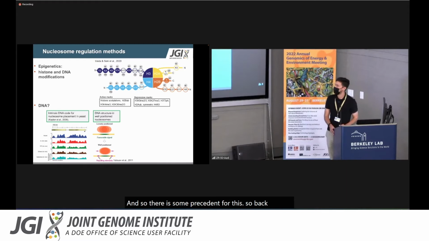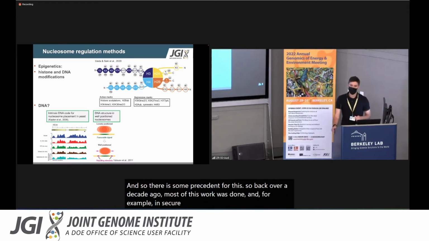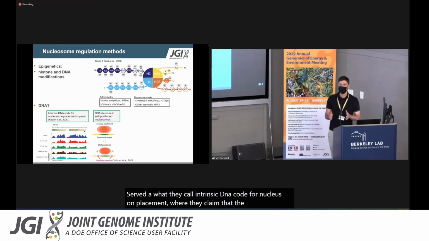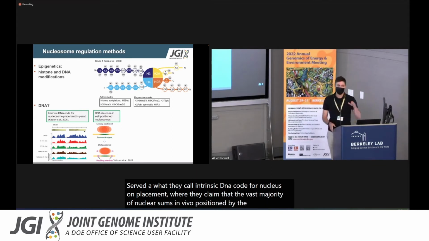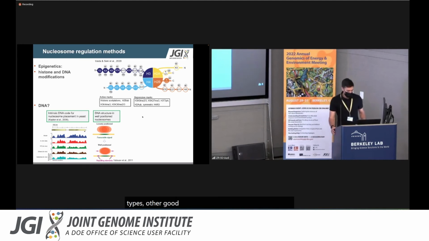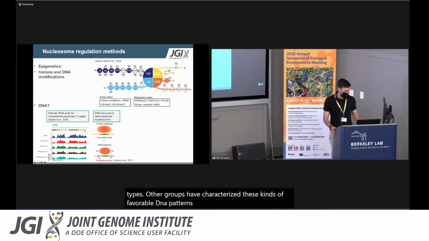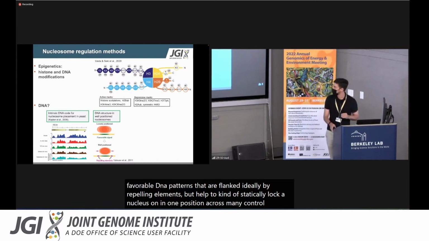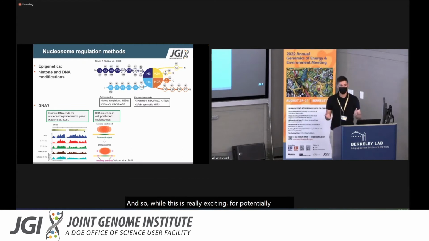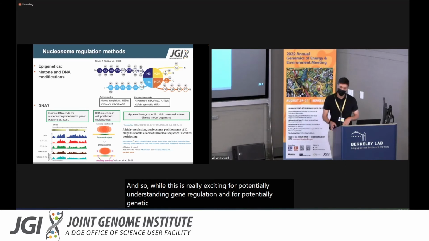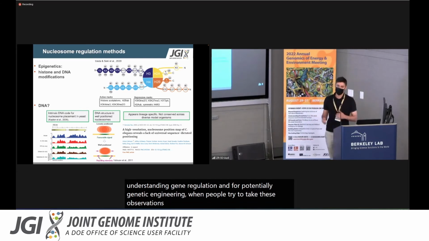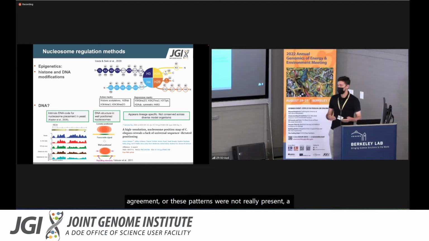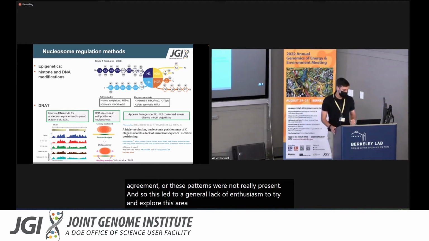Back over a decade ago, most of this work was done. For example, in Saccharomyces cerevisiae, they described what they call an intrinsic DNA code for nucleosome placement, where they claim that the vast majority of nucleosomes in vivo are positioned by these high frequency shifts in dinucleotides. Other groups have characterized these kinds of favorable DNA patterns that are flanked ideally by repelling elements that help to statically lock a nucleosome in one position across many conditions. While this is really exciting for potentially understanding gene regulation and for potentially genetic engineering, when people tried to take these observations and move them to other model eukaryotes, there didn't seem to be much agreement, or these patterns were not really present. This led to a general lack of enthusiasm to explore this area deeper.